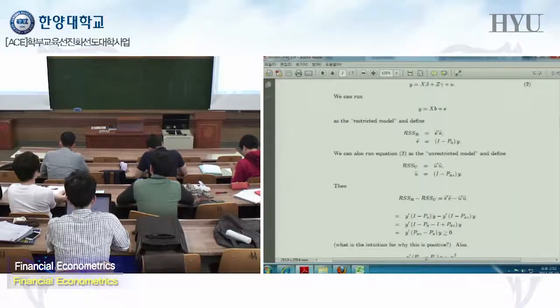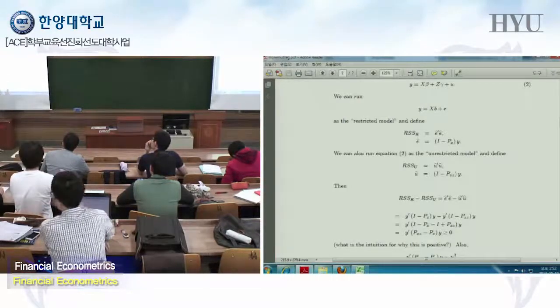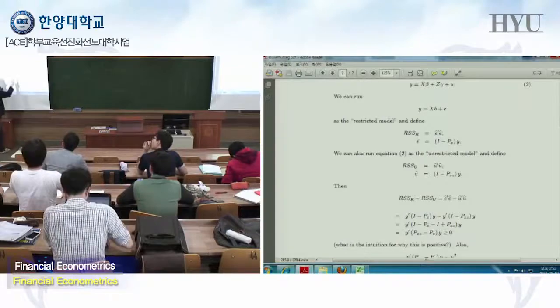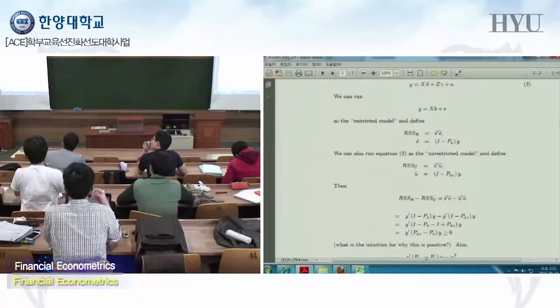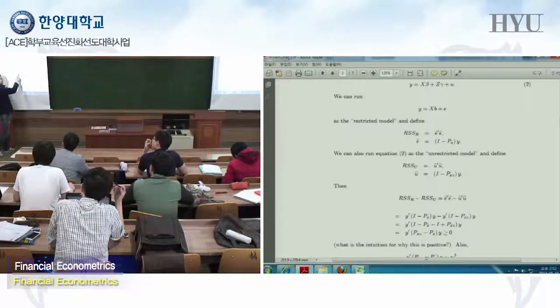The second interpretation is, of course, we can compare E hat and U hat. In order to calculate E hat, we consider only X. For U hat, we consider both X and Z. So for one we use only one set of variables, and for the other we use two sets of variables. So in that case, the error term should be smaller, right? So this one should be always greater than this one, right?